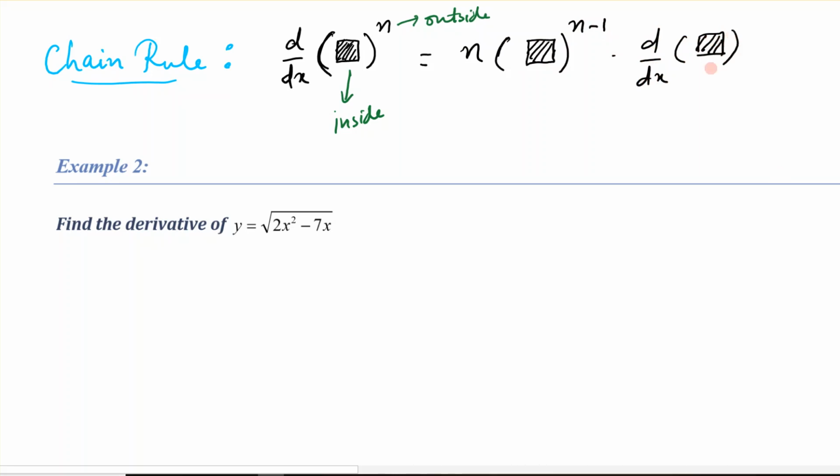So we learned that the chain rule is d outside times d inside. So let's do a few examples using this rule.